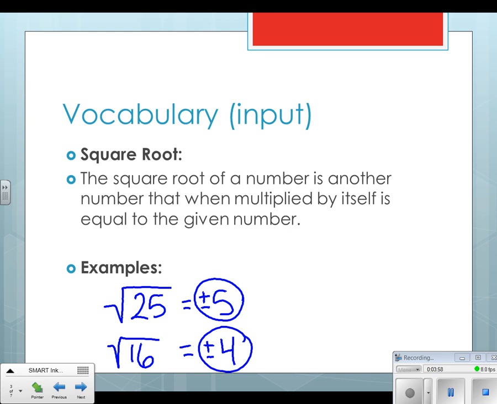If you see something like this, where you have a rational number underneath a radical sign, what you can do is you can split the numerator and denominator underneath two separate radicals. The square root of 1 is 1, and the square root of 16 is 4. And that would be plus or minus.